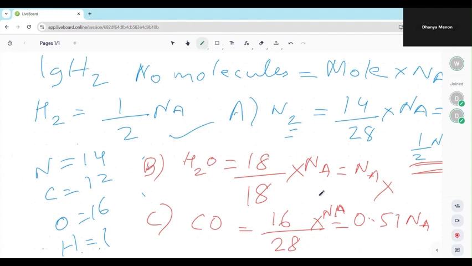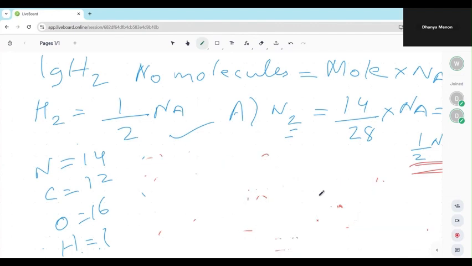A is our answer until now, but we have to check one more, the D option. It is 28 grams of nitrogen.